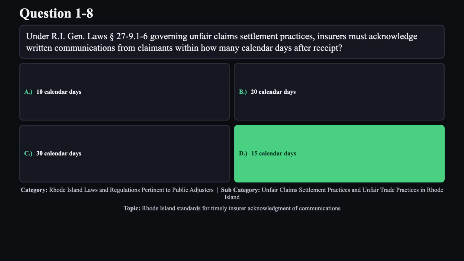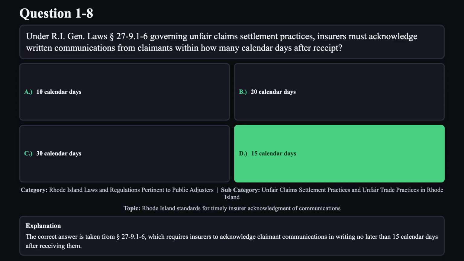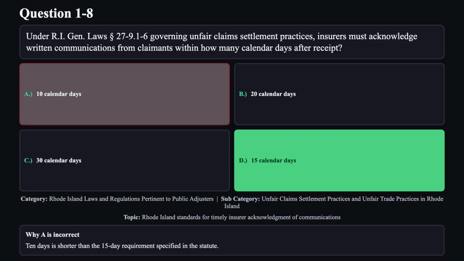The correct answer is D. The correct answer is taken from Section 27-9-6, which requires insurers to acknowledge claimant communications in writing no later than 15 calendar days after receiving them. Reason A is not correct. 10 days is shorter than the 15-day requirement specified in the statute.